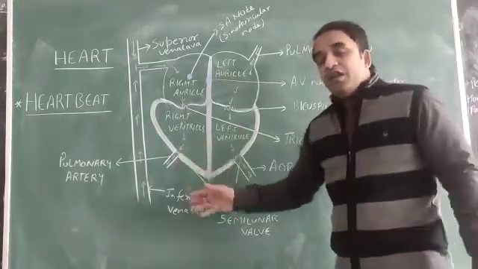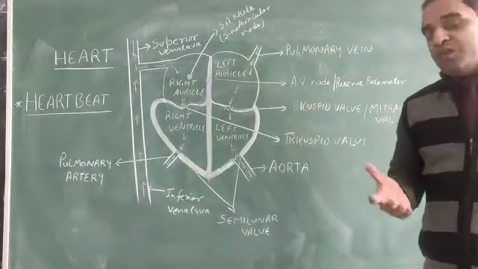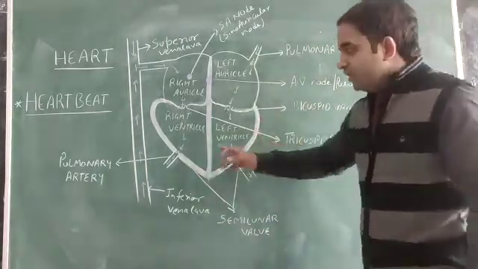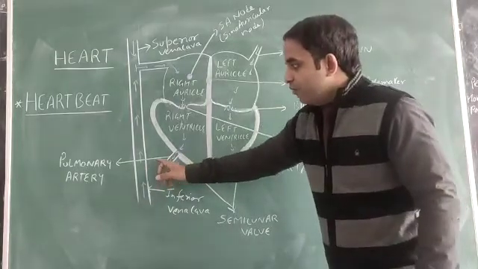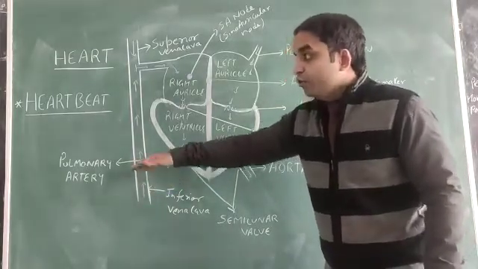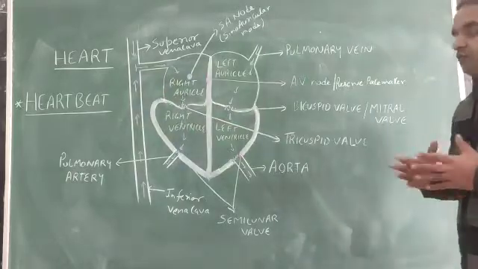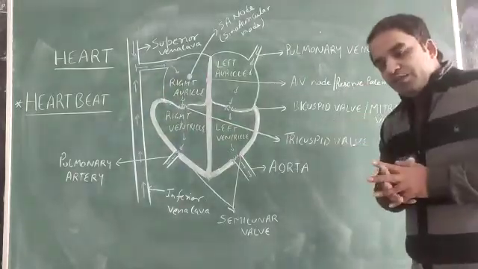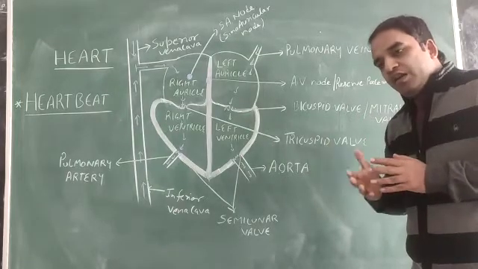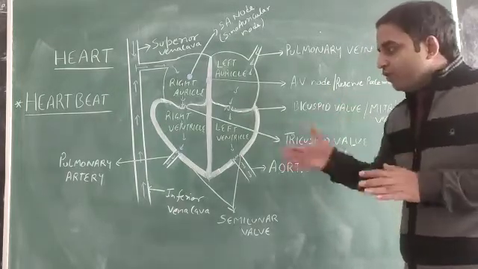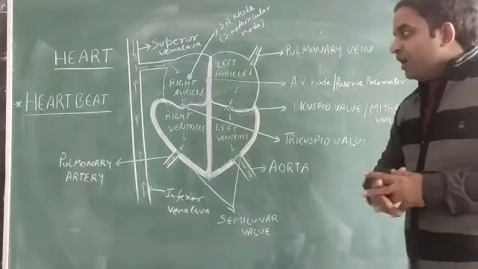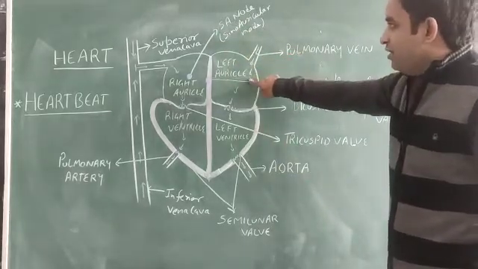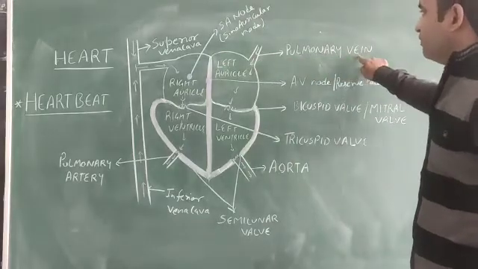But the pulmonary artery is the exception. It carries deoxygenated blood, and it is carried by the pulmonary artery to the lungs. In the lungs, CO2 reaches the alveoli by the process of diffusion and exits out of the body, and oxygen is added to the blood, which comes back into circulation and is carried to the heart again by the help of the pulmonary vein.